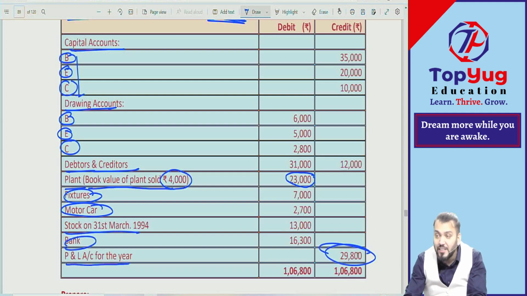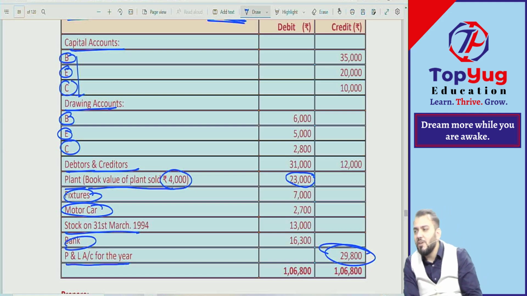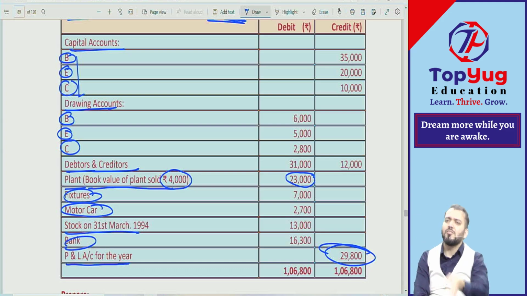Means this is the profit for the year. Have you understood? Now this type of question you will not understand only by reading. It is all mixed up. If I say start, you will not be able to start. Will you be able to start? No. Means there are some questions which you can do by reading only.